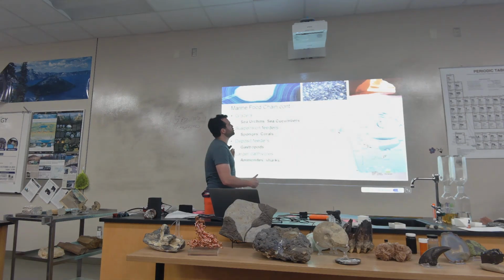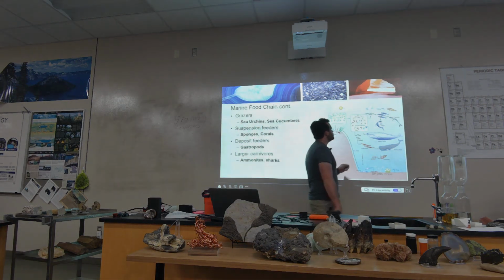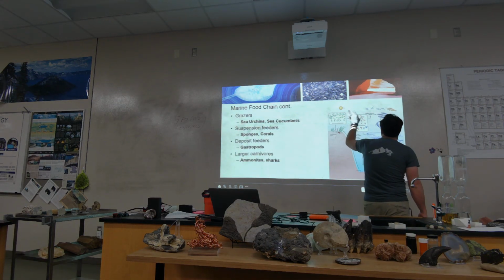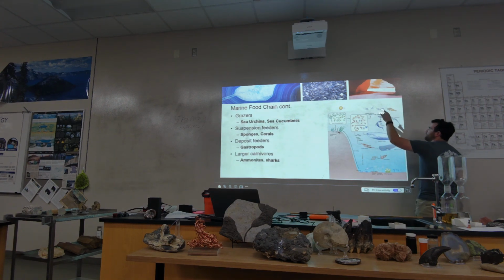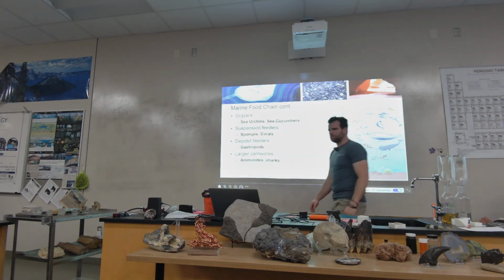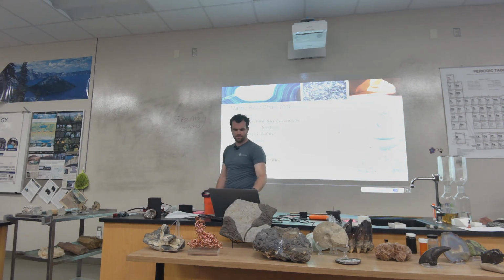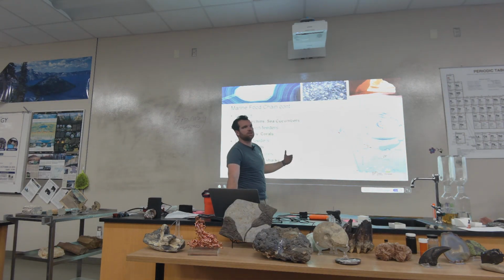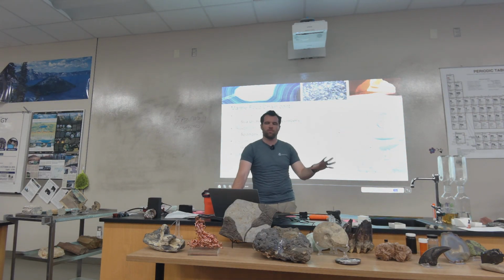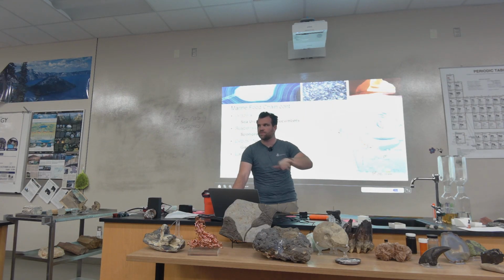And then you've got your larger carnivores that fit in there as well. So your phytoplankton get eaten by your zooplankton. Your zooplankton get eaten by your fish. Your fish get eaten by bigger fish. Your bigger fish get eaten by a shark. Right? All of that. So your benthic organisms are here. And your pelagic ones are the ones that wander and drift throughout the sea currents.